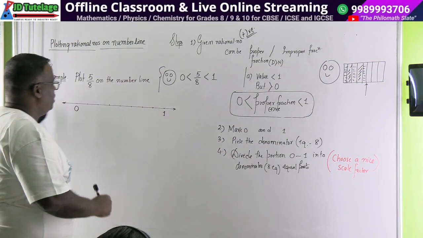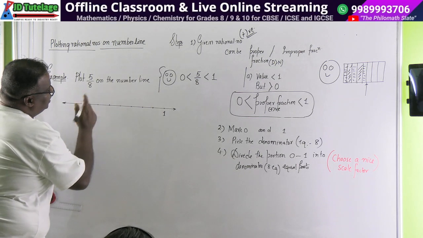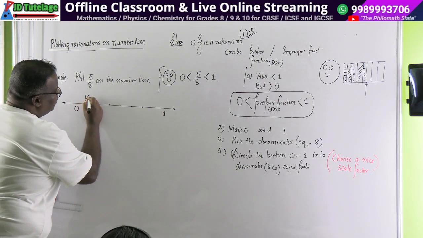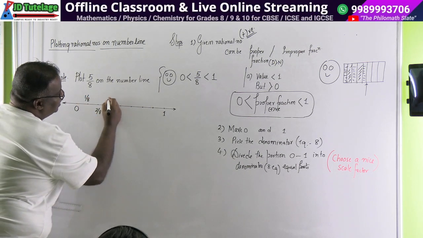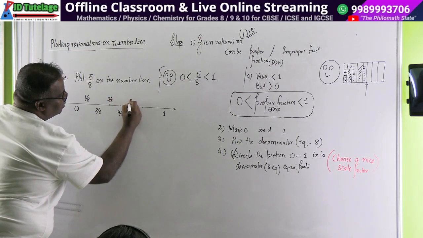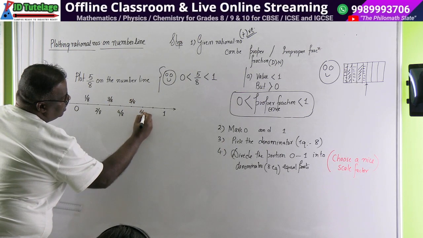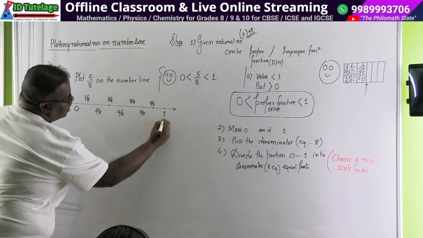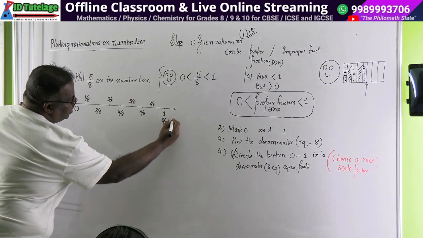So if you look at this number, tell me what will be this number. This number will be 1 by 8. Very good. This will be 2 by 8. This will be 3 by 8. 4 by 8. 5 by 8. 6 by 8. 7 by 8. 8 by 8. 8 by 8 का मतलब 1 ही तो होता है भाई साहब.